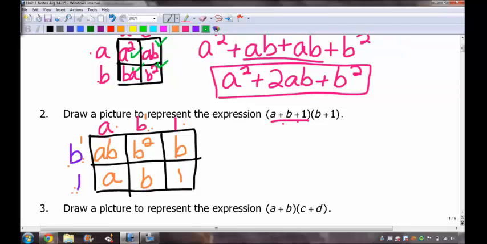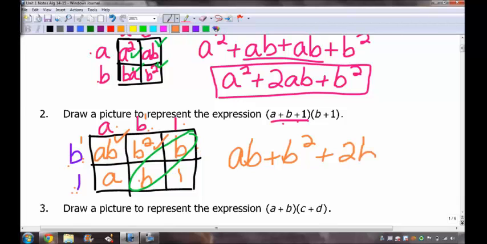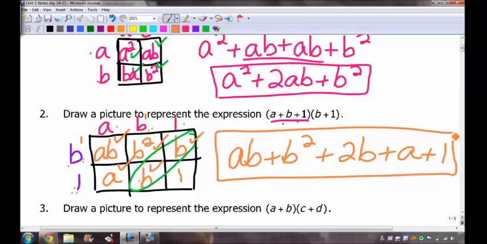Well, I have this b and this b together, so that ends up being 2b. So my final answer is going to be ab, right, because I've got that one done, plus b squared, check for that one, plus I've got 2b right here, so these guys are checks, plus a, this is a check, plus 1. So then that's my final answer, okay?